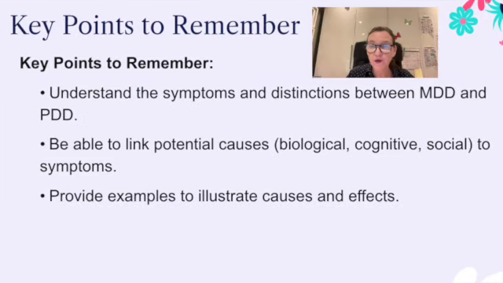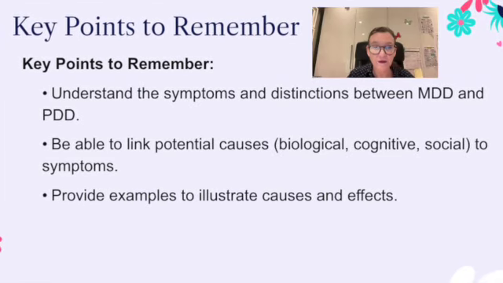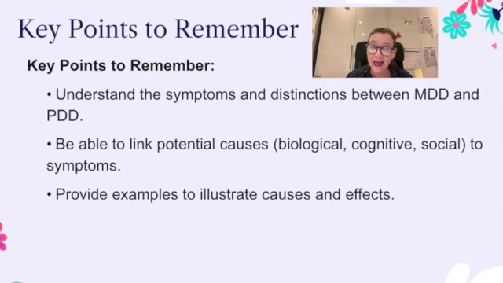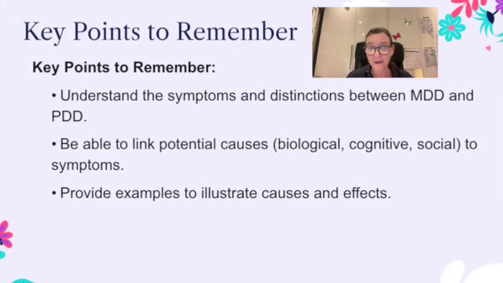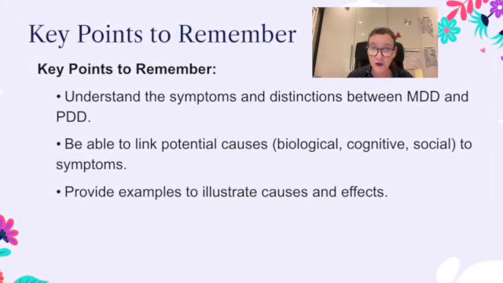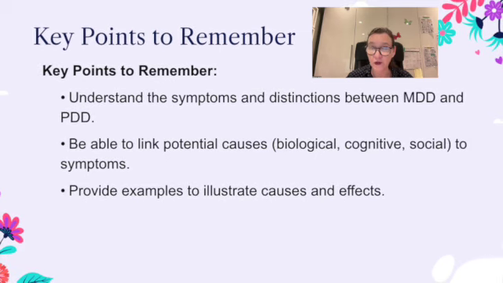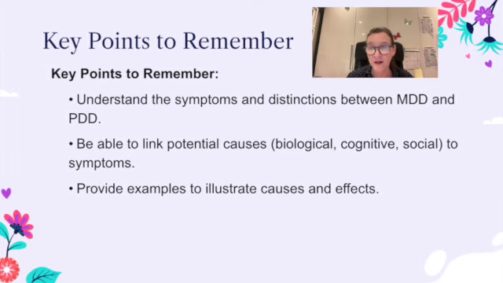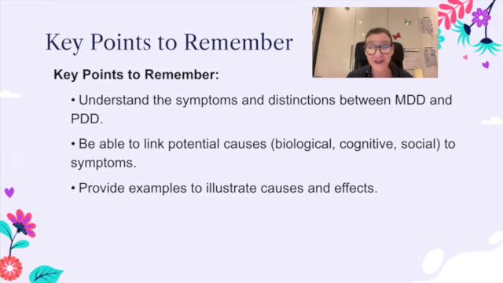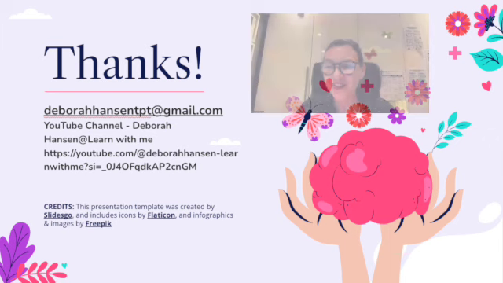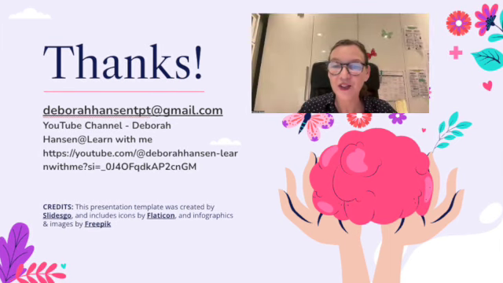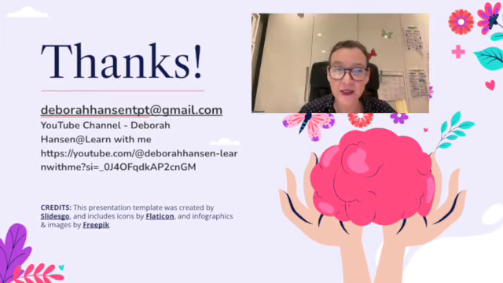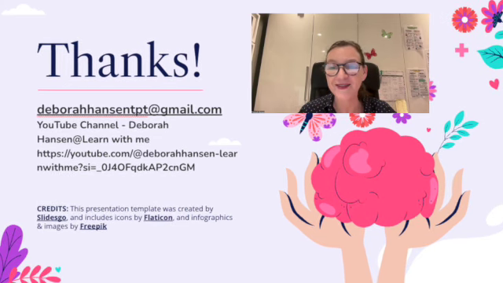The key points to remember for this CED question of 5.4 is understand the symptoms and distinctions between MDD and PDD. Be able to link potential causes, biological, cognitive, and social, to the symptoms, and be able to provide examples to illustrate cause and effect. That should help you on your unit test and the final exam. And that's all the essential knowledge you need to know for CED question number 3. Describe the symptoms and possible causes of depressive disorders.